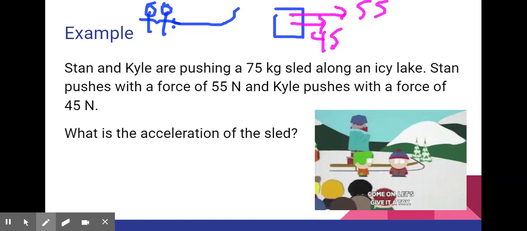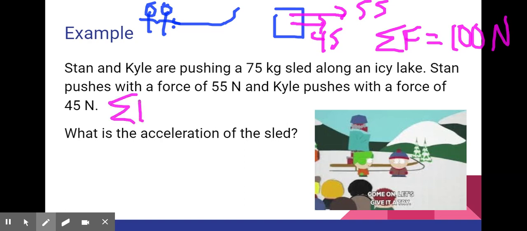So I have two forces, they're going in the same direction. And remember, vectors that are going in the same direction and are in the same plane can be added. So my net force is going to be 55 plus 45. So my net force is 100 newtons. We're looking for the sled. So remember, net force is for the acceleration of the sled.